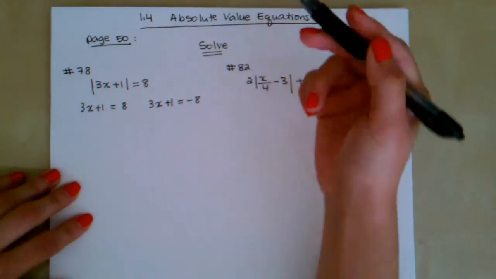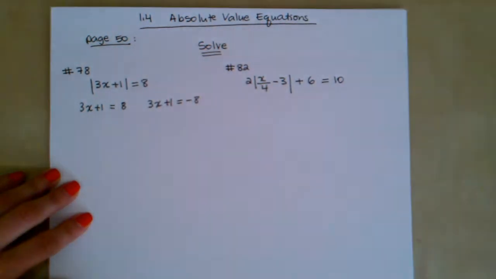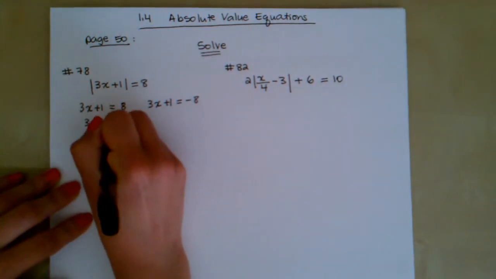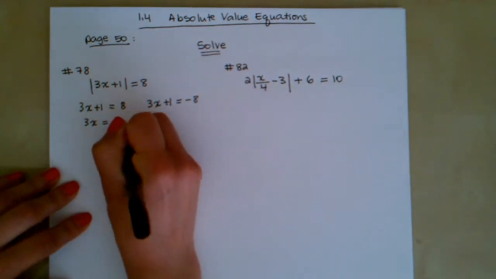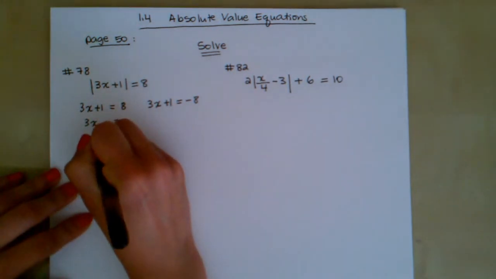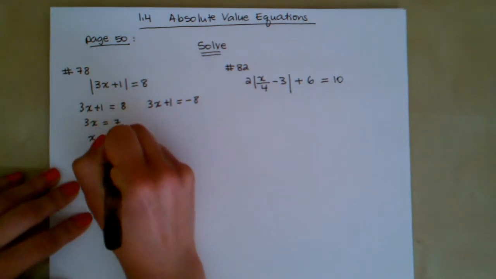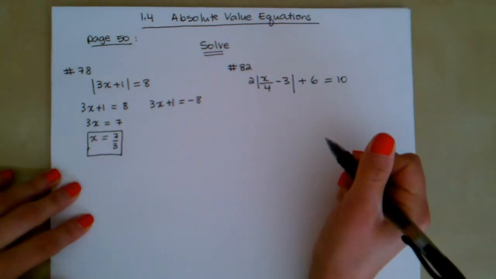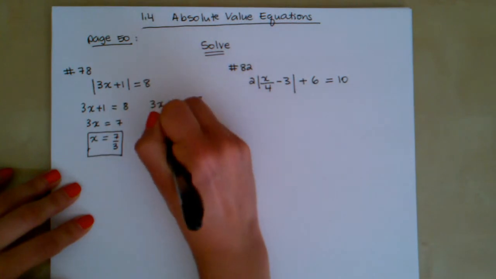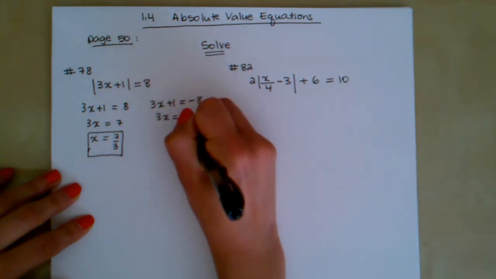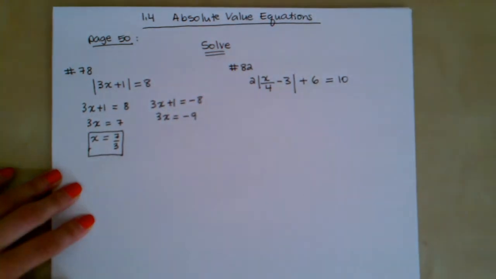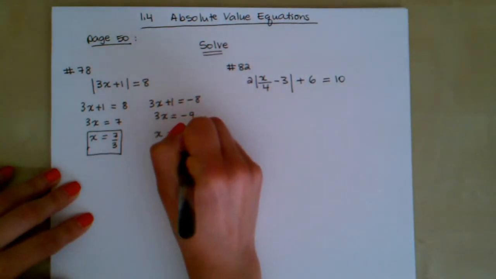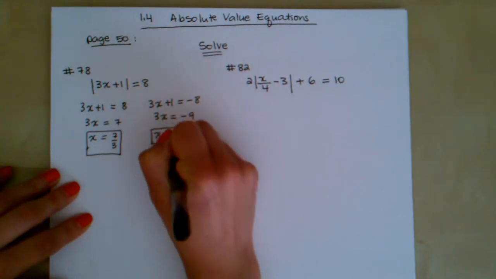And so we're going to subtract 1 from each side, which gives us 3x equal to 7. Divide by 3. X is 7 over 3. So that's done. Second equation, subtract 1. 3x equals negative 9. Divide both sides by 3. X is negative 3. And so the first equation is now solved.